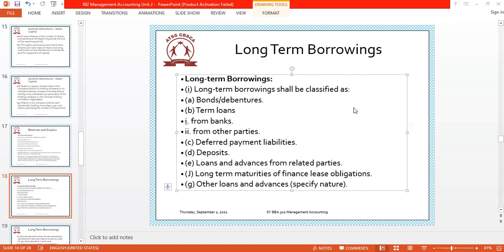Now, the slide in front of you shows what is called long-term borrowings. Long-term borrowing means that you have borrowed money for a long time because you are likely to buy a machine, or you borrowed a machine, or you're constructing an asset.